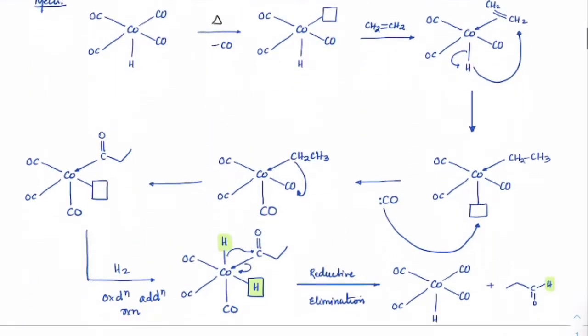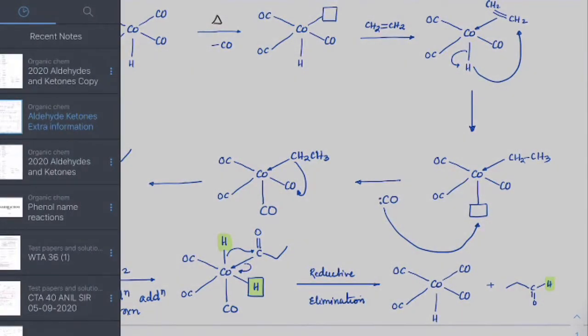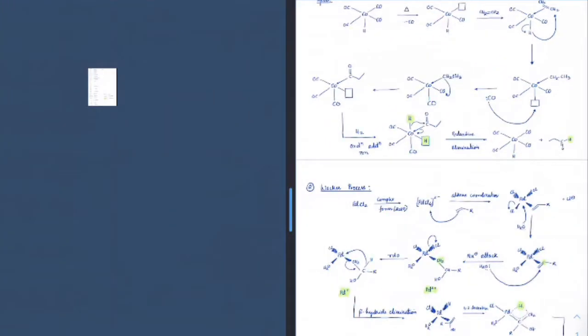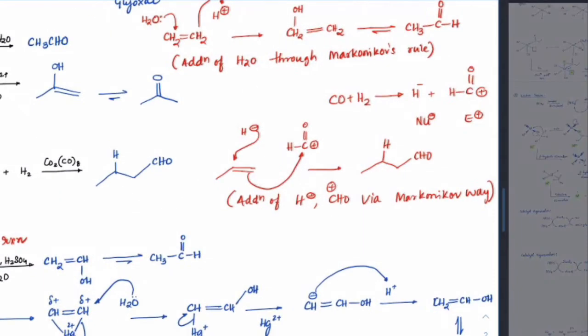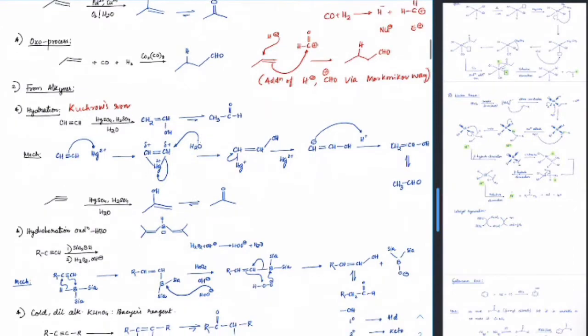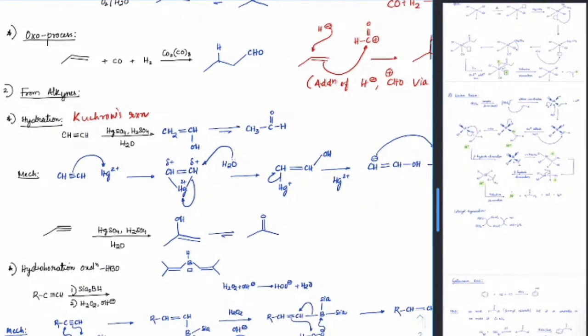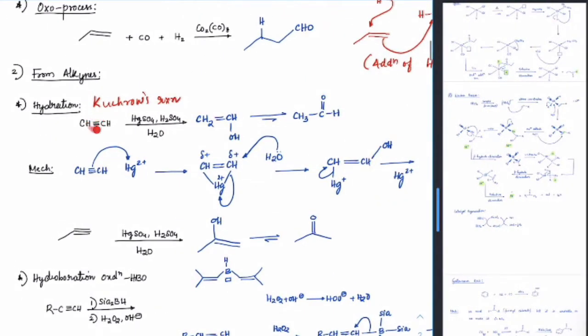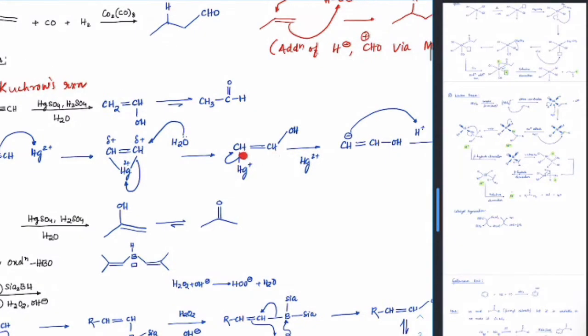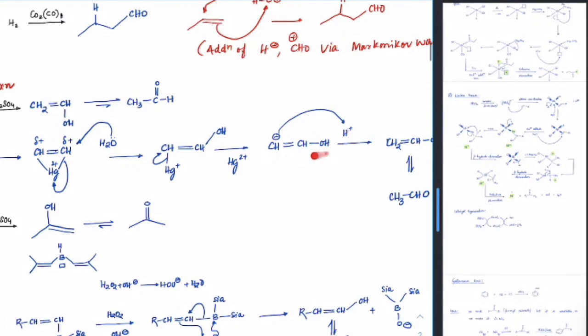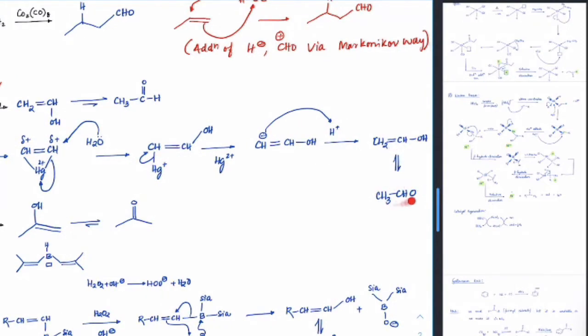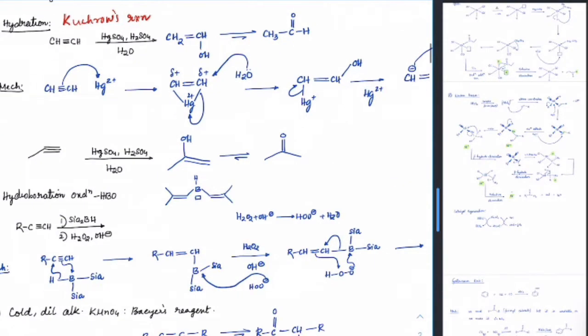Got it? I'm just keeping this for your reference, so whenever you want to recheck how the mechanism happens, you can visit that. Kucherov's process is something you are aware of. In Kucherov's reaction, on a triple bond we react with HgSO4, forming a mercuric bridge, which forms this enol, which will finally convert into aldehydes or ketones.